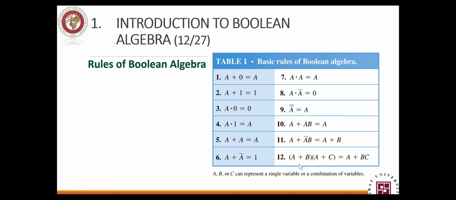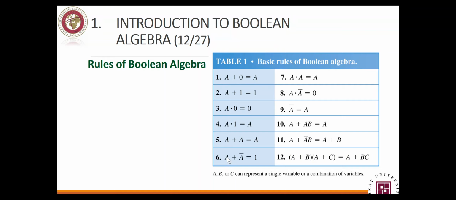We have these 12 basic rules. Try to practice them, remember them. If you OR a variable with 0, it will remain the same variable. If you OR it with 1, then the outcome is 1. If you AND a variable with 0, the outcome is 0. And if you AND a variable with 1, then the outcome is the same variable, so 1 wouldn't affect it. If you OR a variable with itself, then the outcome is the same variable. If you AND a variable with itself, also the outcome is the same variable.